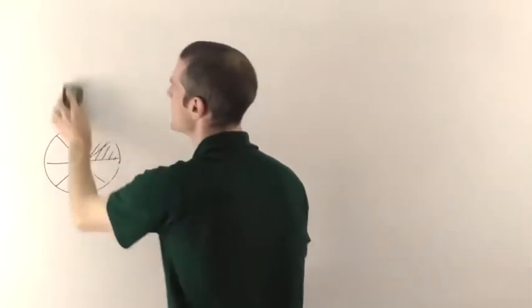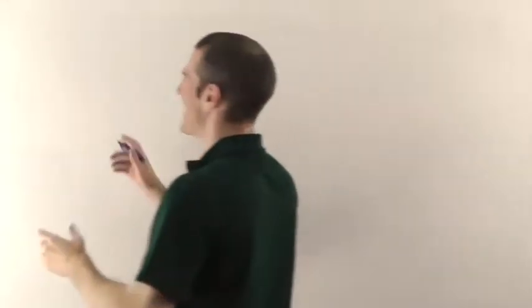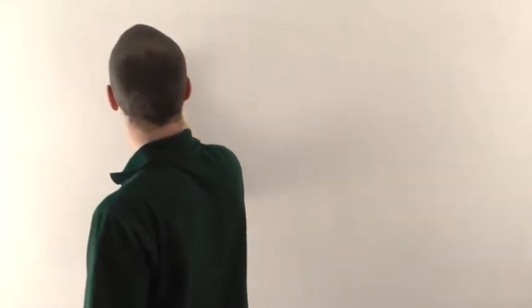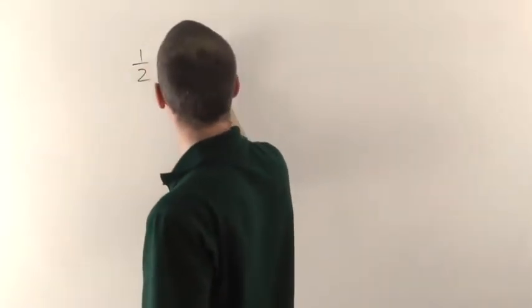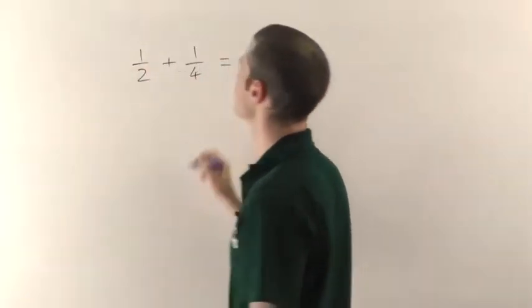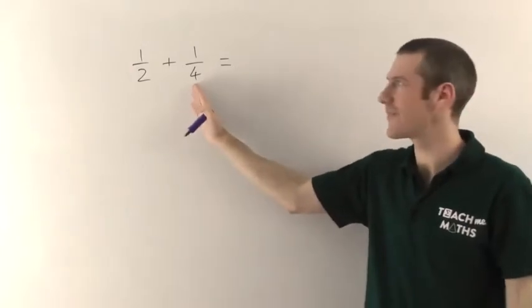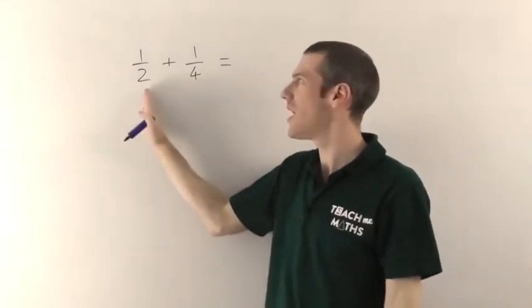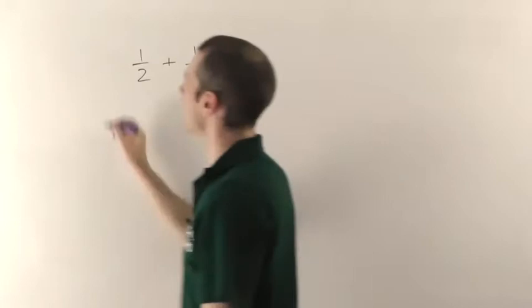As you can probably see, if the numbers on the bottom are different, it gets a little bit harder. So let's have, yeah, we'll do it here. 1/2 plus 1/4. So now my numbers on the bottom are different. I've got different kinds of slices. I've got halves and I've got quarters.